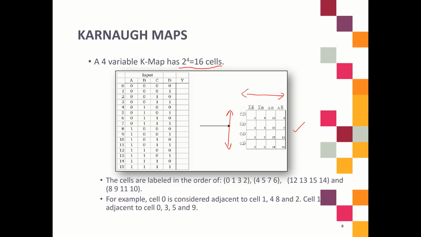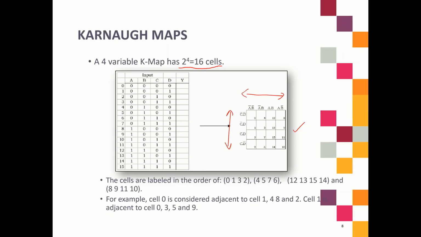So adjacent is actually bersebelahan, next to next. But in K-map, adjacent is actually referring to the differences between variables. So for example, if between two cells the variables differ in only one variable, then those cells are considered adjacent cells.